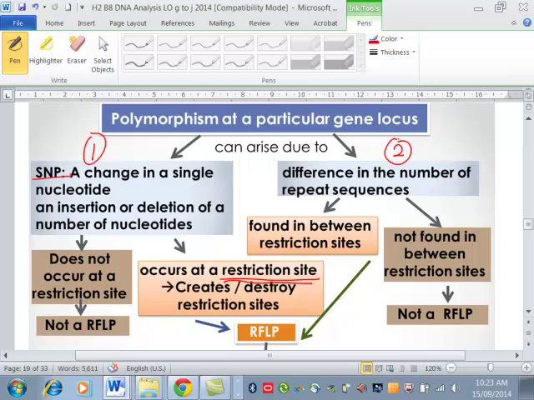Number 2, RFLP can also be detected via the different number of repeat sequences that you and I have. Each of us has a different number of two types of repeat sequences. Can you remember what they are? One of them starts with S, one of them starts with V. The S is STR. What is STR? Short tandem repeats. The V is VNTR. What is VNTR? Variable number of tandem repeats. Which one is longer? VNTR. Which one is shorter? STR. And again, the different number of repeat sequences must be found between restriction sites. If it's not found between restriction sites, then we say it is not an RFLP.